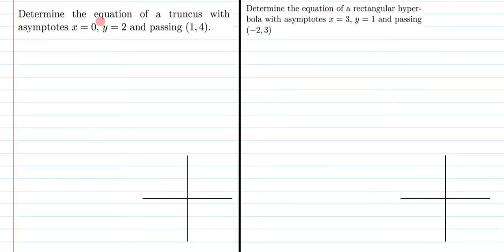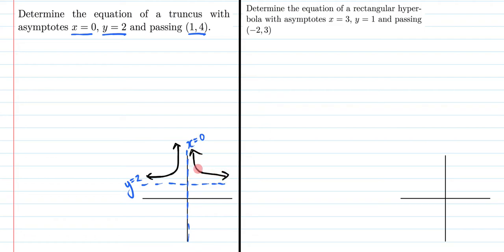Now we're told to determine the equation of a truncus with the asymptotes x equals 0 and y equals 2, and it passes through 1 and 4. So I could begin by putting in my asymptotes onto this graph. It's not essential for us to do this, but it's just going to help us understand what we're doing. Then I could draw it as a truncus, so it's going to look like this. This is just a really rough sketch. That's what it's going to look like.